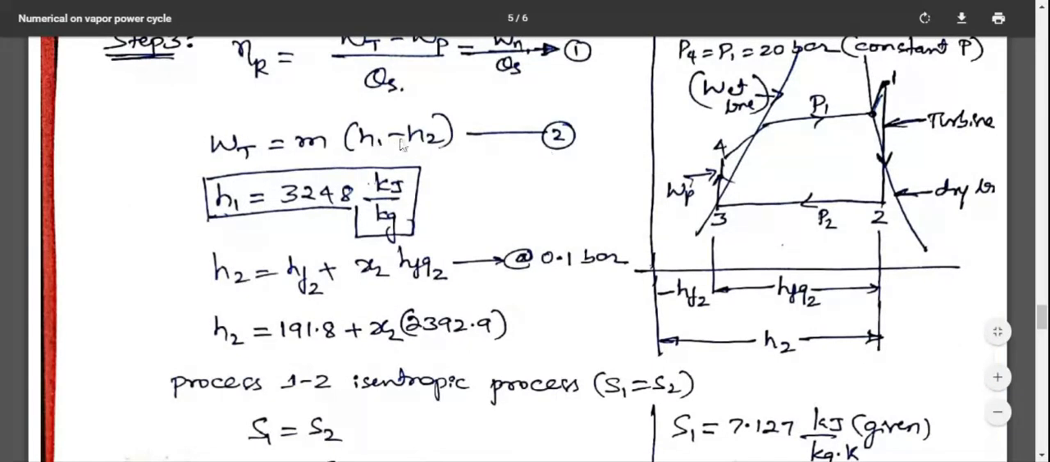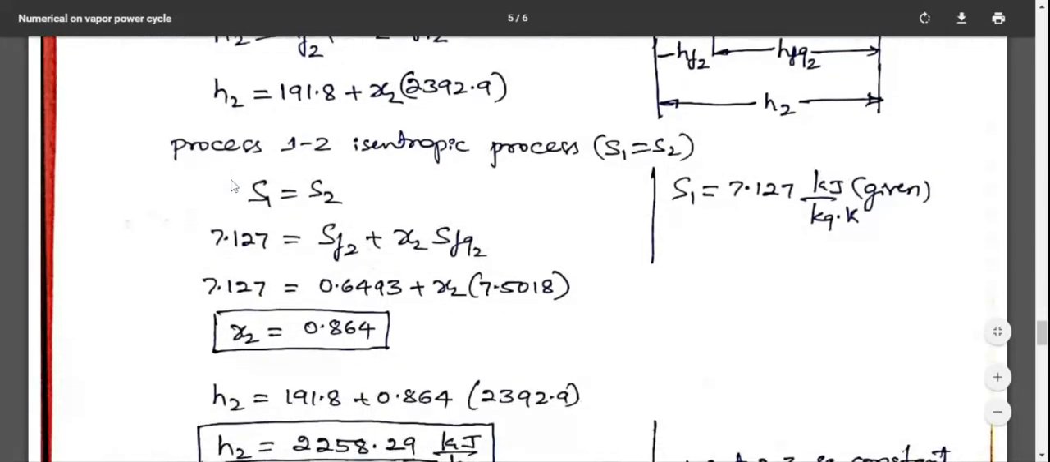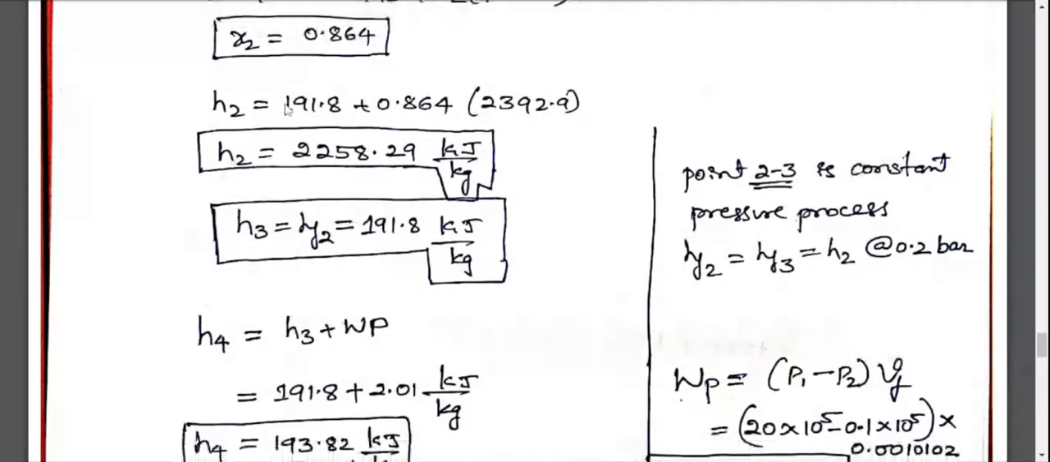Okay. Next, once you calculate the value of x2 using equation number 2, substitute H1 minus H2, then calculate work done. Because m is equal to 1, it has not been given in the problem. So H2 we have calculated, and H3 is equal to HF2.